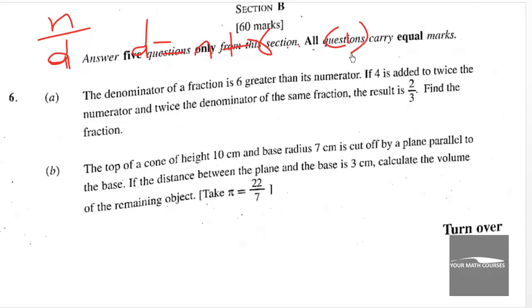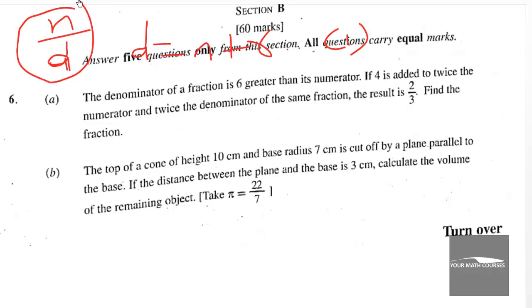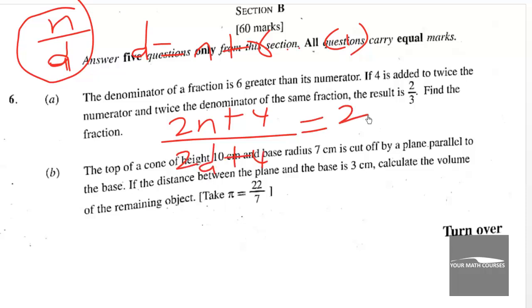And we're told that if 4 is added to twice the numerator and twice the denominator of the same fraction, the result is 2 over 3. So this is the numerator and this is the denominator. Twice the numerator, 4 is added, and twice the denominator, 4 is added, and the result is 2 over 3. So we need to find the fraction.